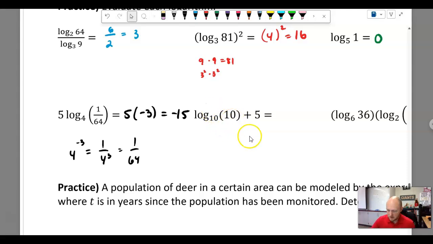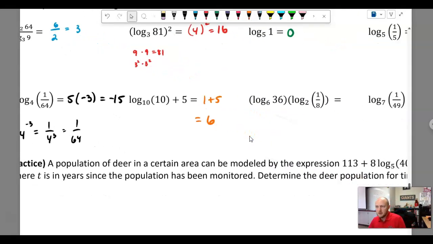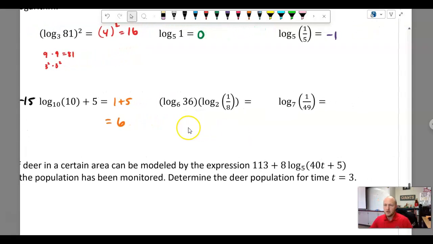Log base 10 of 10, hey, that's 1. 10 to the first power gives you 10. So here we have 1 plus 5. Answer 6. Okay. Log base 6 of 36. I know that one. That's 2. Log base 2 of 1/8. That's -3. So answer here is -6.